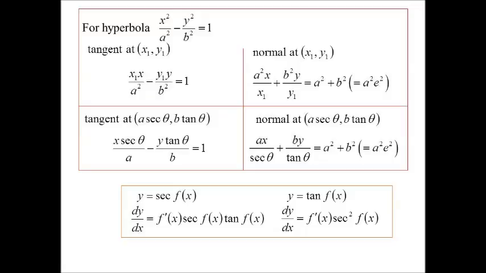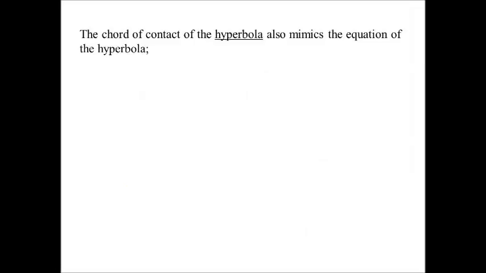Okay. Chord of contact. Just like the ellipse, it will also mimic the equation. So it will turn out to be x naught x on a squared minus y naught y on b squared, where x naught y naught is that external point.